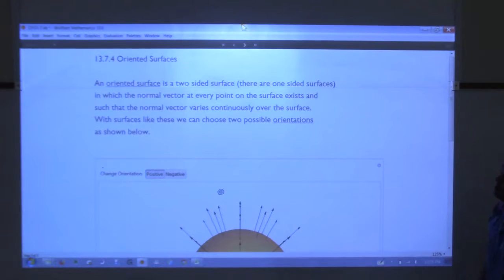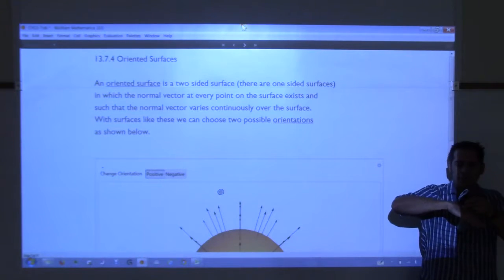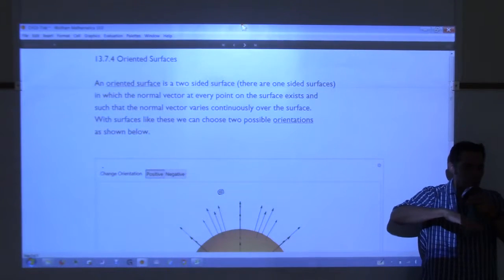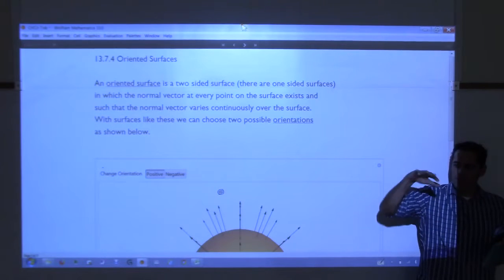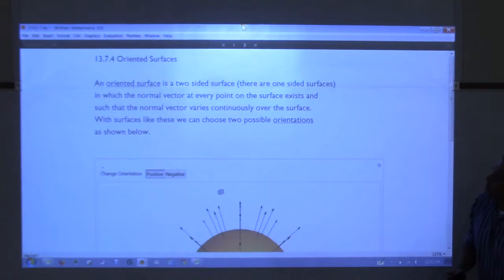All right, an oriented surface is a two-sided surface in which the normal vector at every point on the surface exists. So remember, a normal vector is a vector that is orthogonal to the surface, just like a normal vector on a plane. So if we have a surface, at every point you have some normal vector.